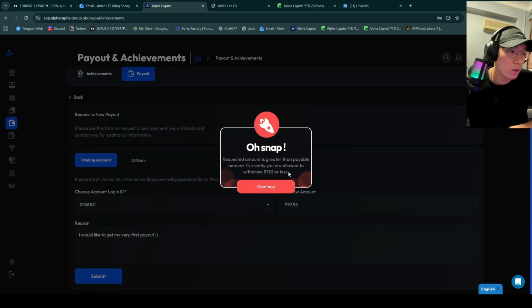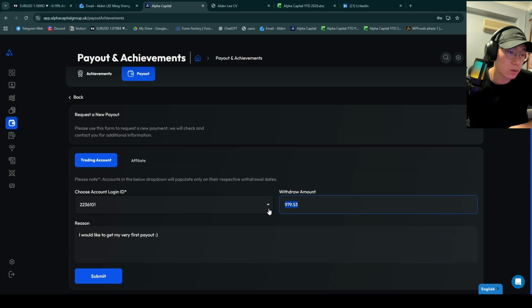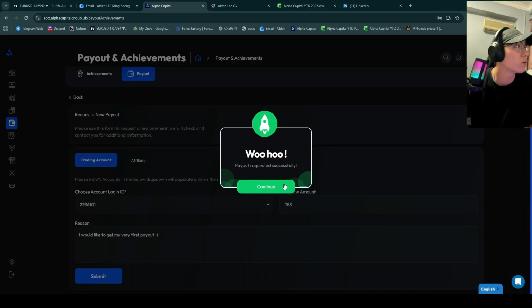Oh no, you're only allowed to withdraw 783 or less. Okay, so I guess 783 it is. Wait, hold on, let me pull out the calculator. What is 783 divided by 979.53? That's about 80% lah. Okay, so it's about 80%. So I can only withdraw 80% and I have to key it in. So it's 783. Then let me just submit this. Then we'll see.